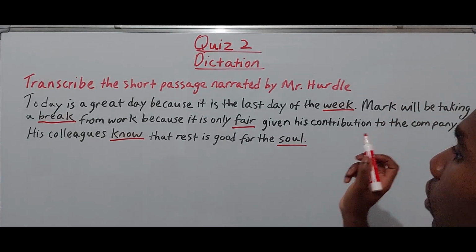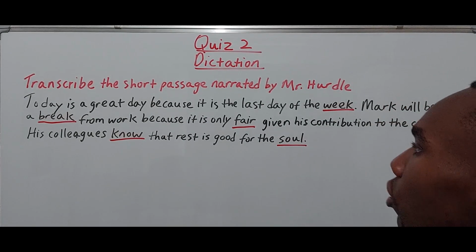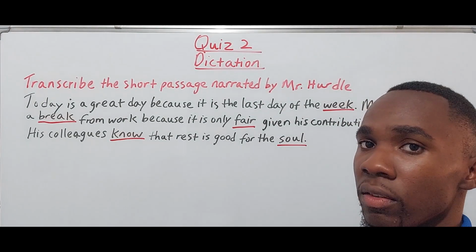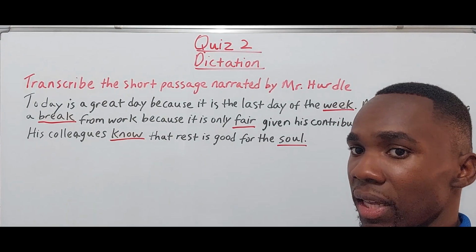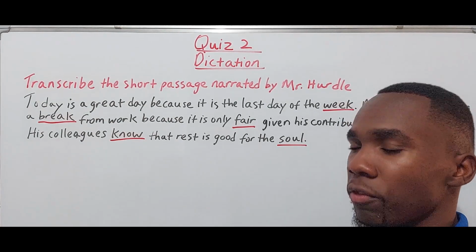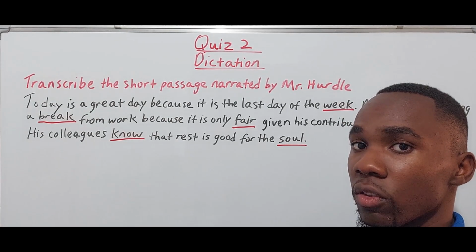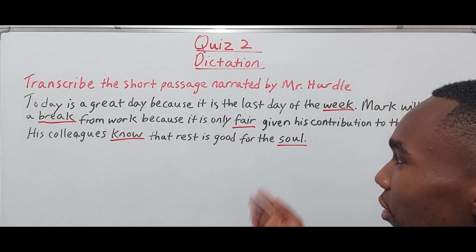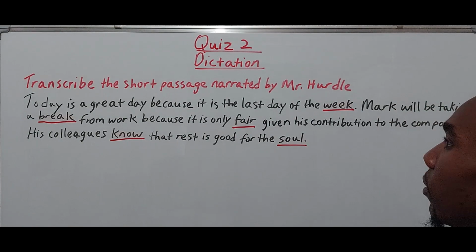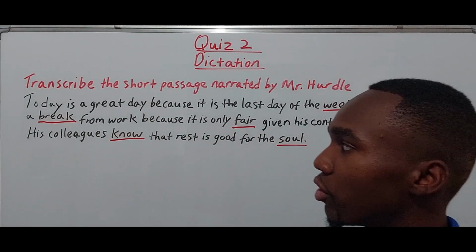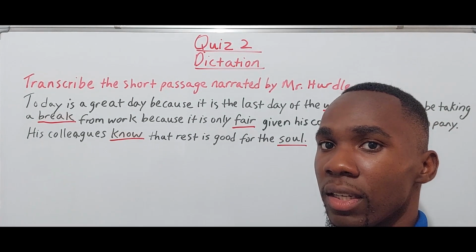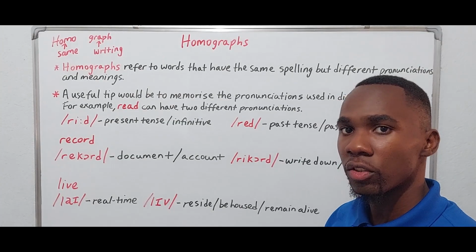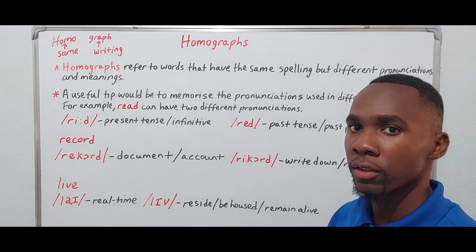So one, 2, 3, 4, 5. Those 5 words could have been problematic because there are alternate spellings, right? But of course, like I said, the context is what is going to make the difference. All right, so once again, I hope that you were able to transcribe this passage correctly. Now we are going to proceed to homographs. Okay, so we move on to homographs.